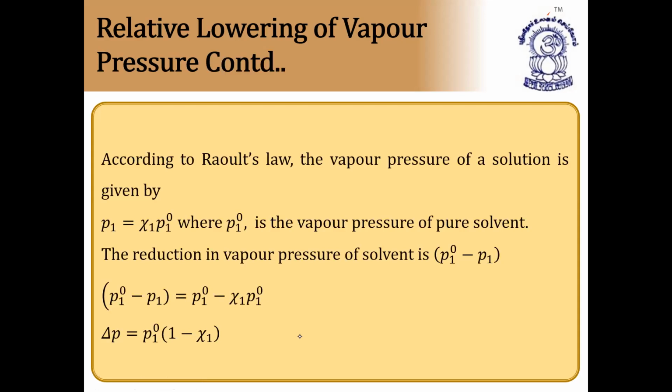According to Raoult's law, the vapor pressure of a solution is given by P1 equals X1 into P1 naught, where P1 naught is the vapor pressure of the pure solvent. Then the reduction of the vapor pressure of the solvent becomes P1 naught minus P1, because definitely the vapor pressure of the pure solvent decreases by dissolving a non-volatile solute. Non-volatile solute is very, very important there. So P1 naught minus P1 is equal to P1 naught minus X1 into P1 naught by substituting. So delta P is P1 naught minus P1, and delta P is equal to P1 naught into 1 minus X1.